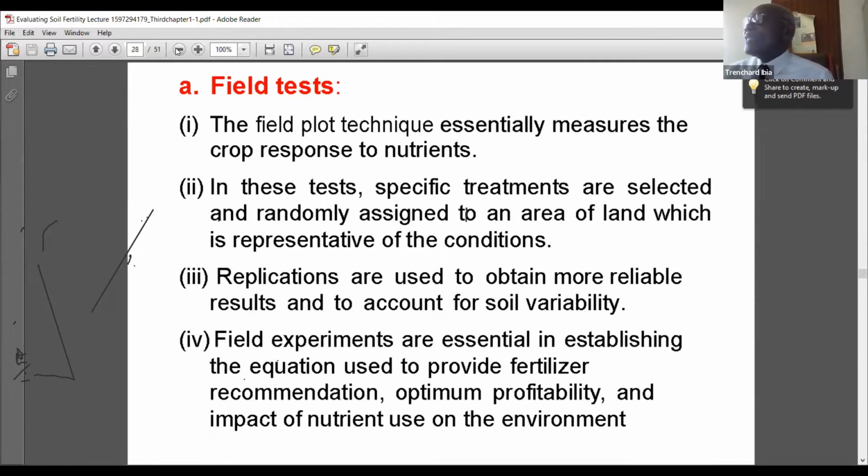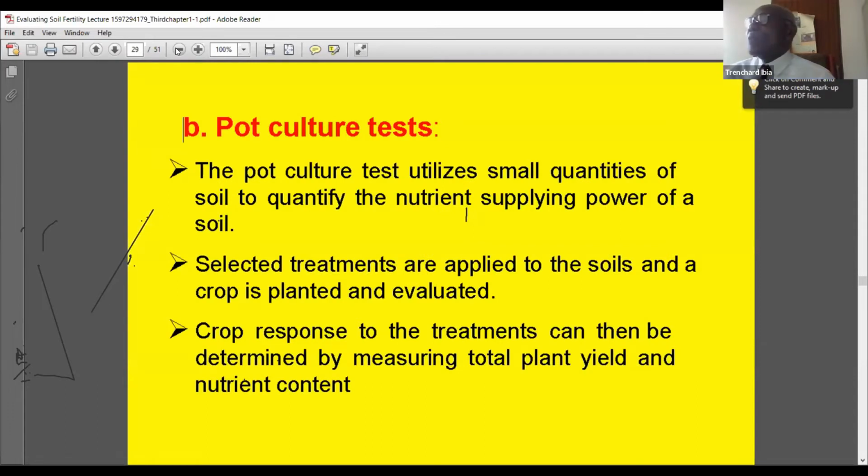Field experiments are essential in establishing the equation used to provide fertilizer recommendation, optimum profitability, and impact of nutrient use on the environment. So field experiments, field tests using crops and select nutrients or select recommendations or select rates of nutrient source or select rate of nutrients is very useful, and we have been doing that as a matter of routine. We also do pot cultures in biological tests.